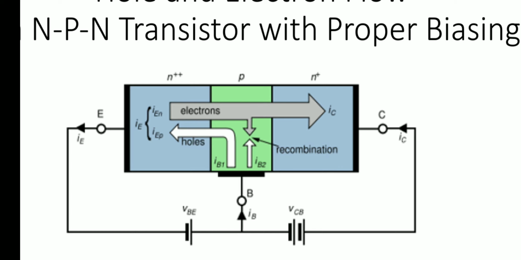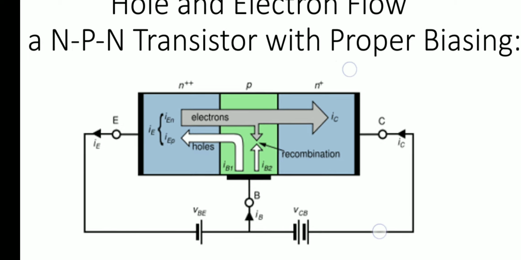So IE consists of two parts, IEN plus IEP for an NPN transistor, and the base current consists of this IEP plus the recombination current plus the reverse saturation current. So this way we can represent the whole electron flows as well as the current components in a PNP and NPN transistor.